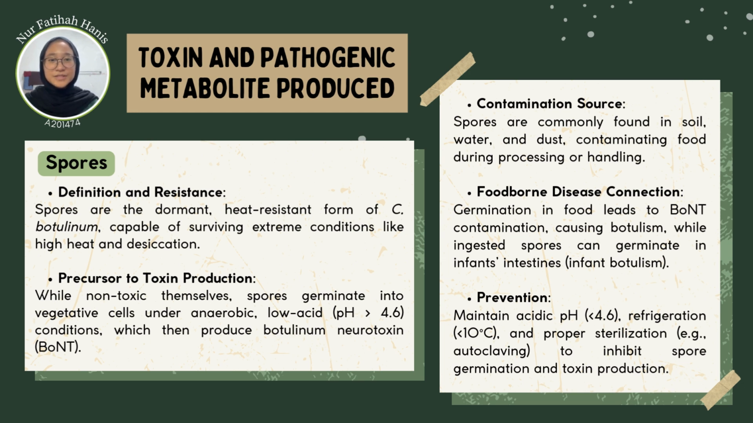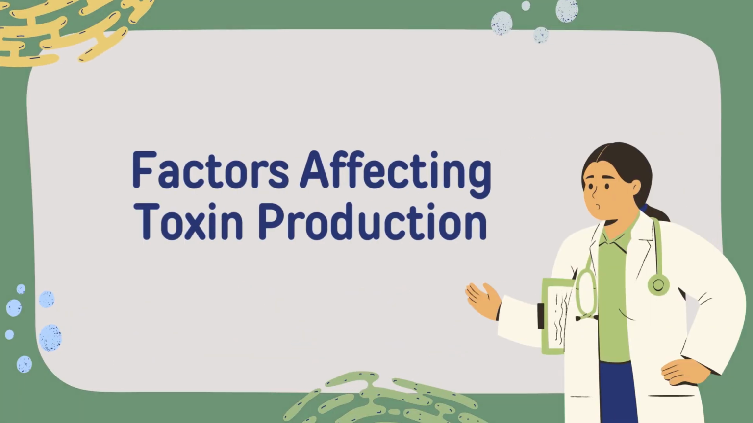To stop spores from germinating and producing toxins, we need to maintain acidic conditions in food with a pH below 4.6, keep food cold at temperatures below 10 degrees Celsius, and use high heat, such as pressure canning, to destroy spores during food preparation. By controlling these conditions, we can ensure food safety and prevent Clostridium botulinum spores from becoming a serious threat.